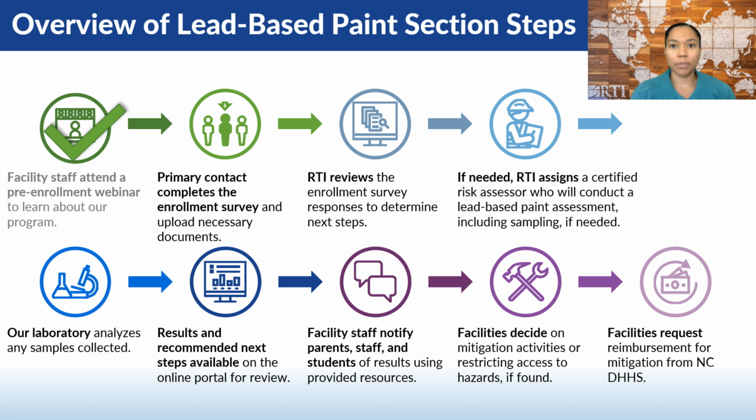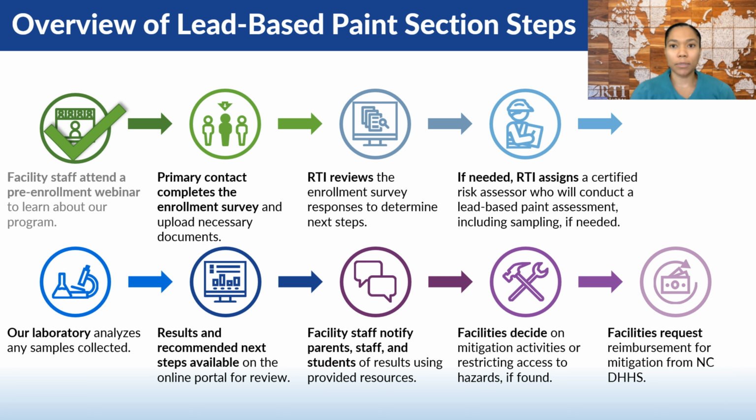Throughout the process, you can view your facility's progress through the program. A green check mark indicates the step is completed. To the left, you can navigate through the menu and view the facility team, which includes all members that have created an account in the portal for your facility. After watching this video, you will see a green check mark next to the lead-based paint section training step, indicating you have access to the lead-based paint enrollment survey.